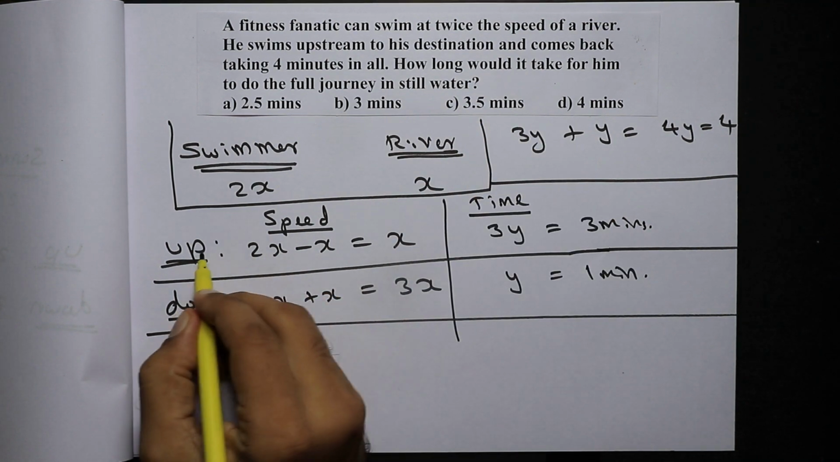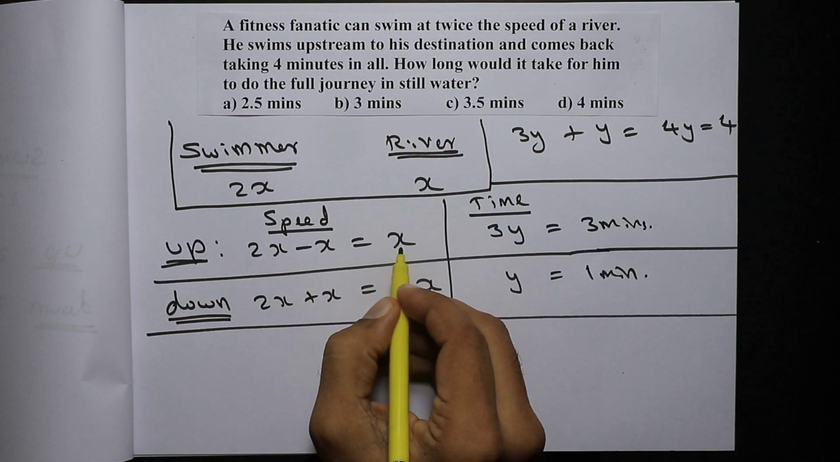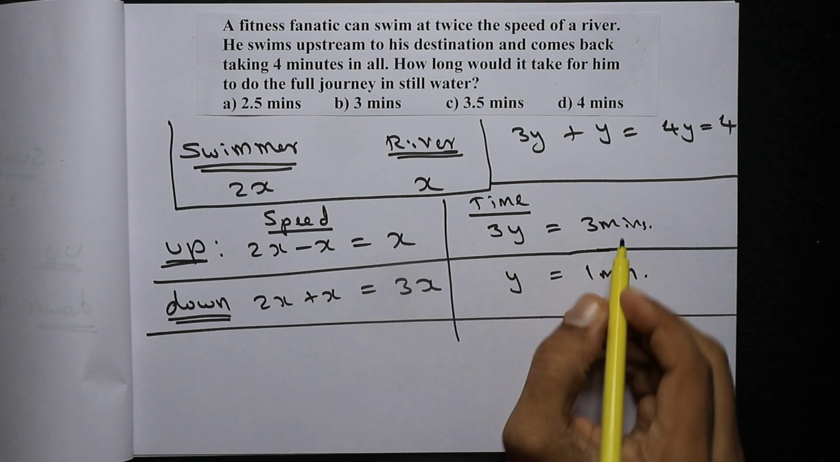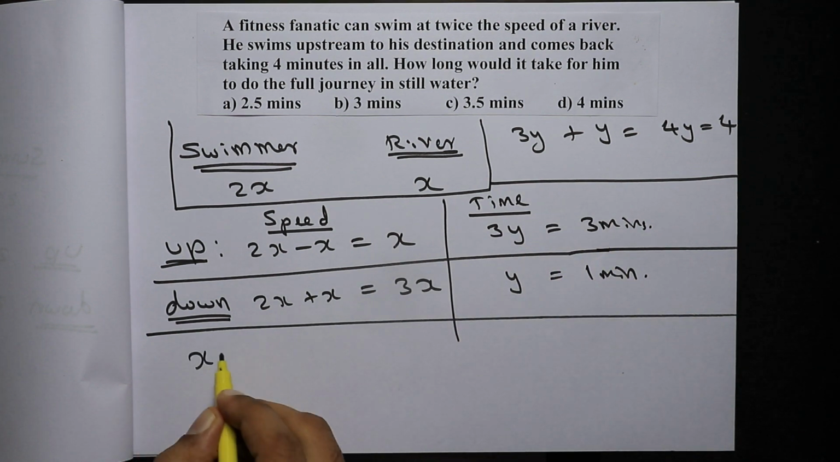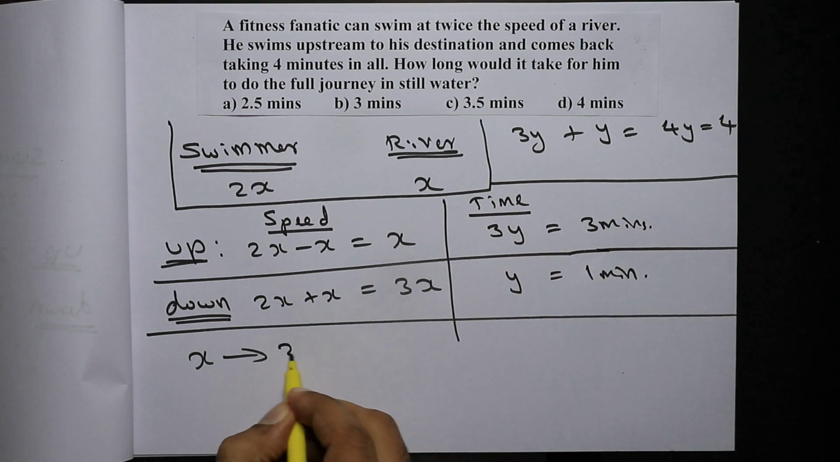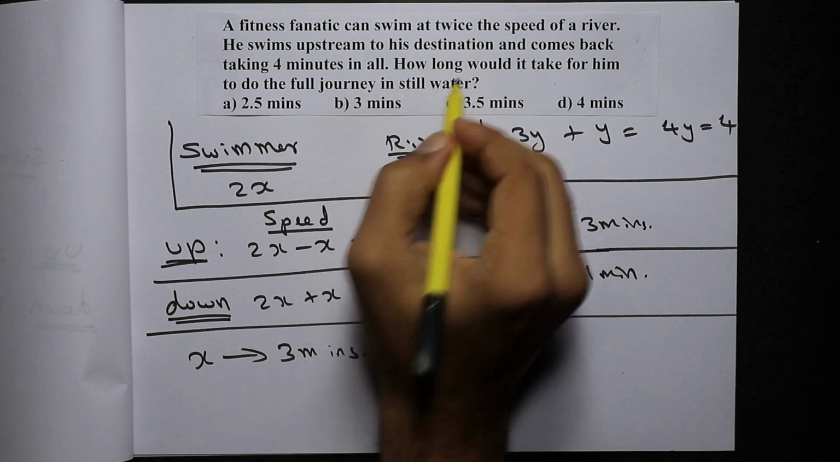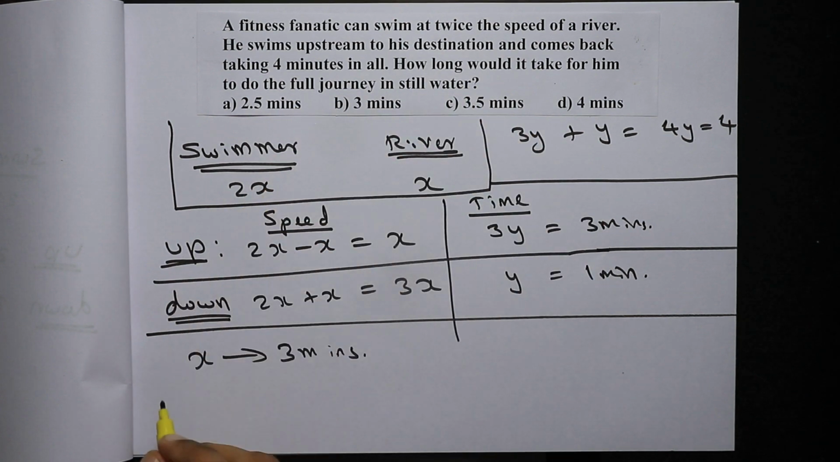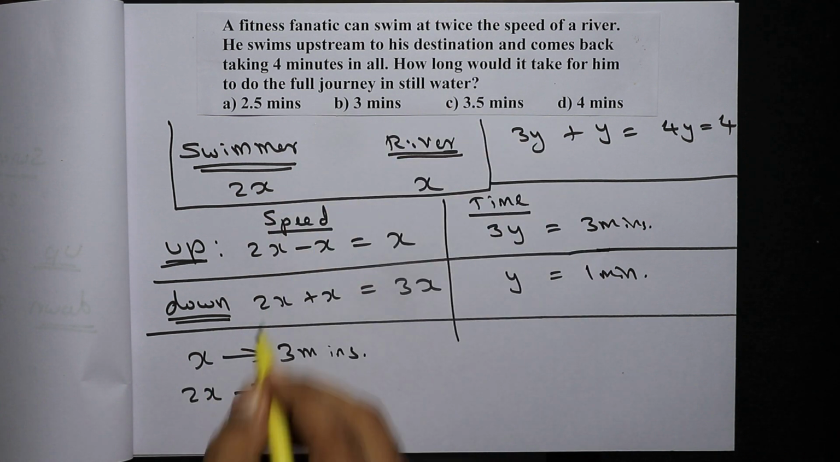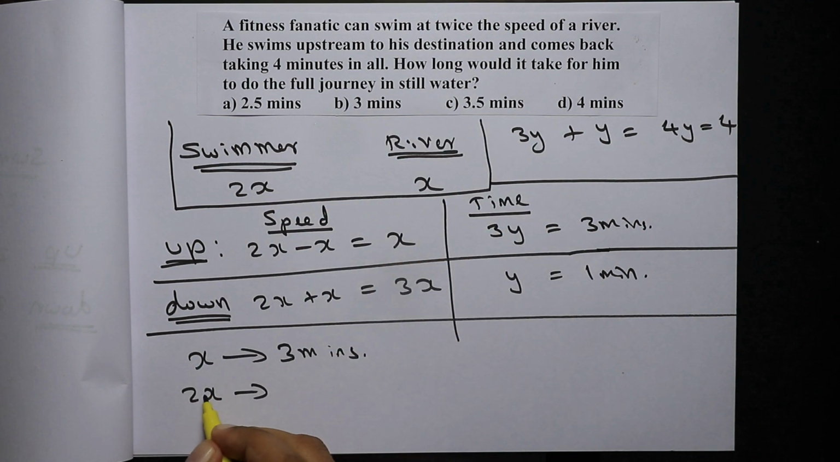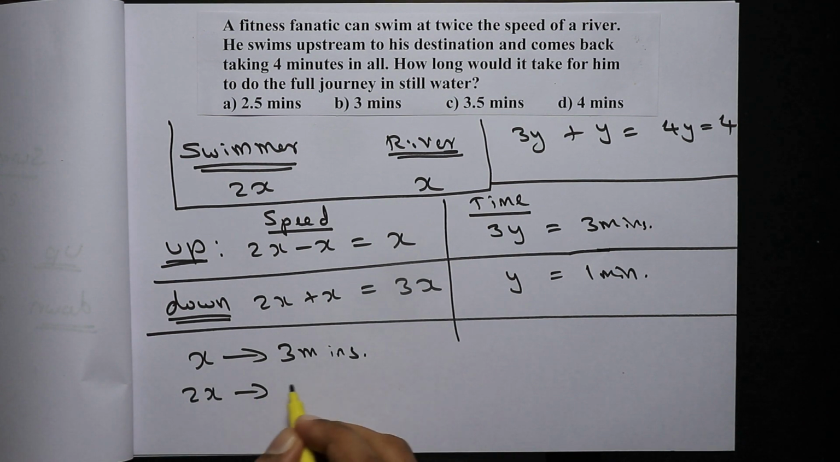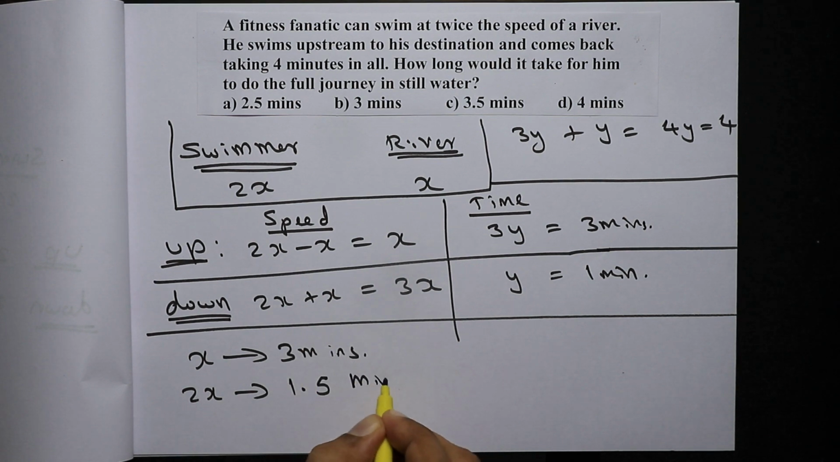Now look at this. When his speed is x, then the time required is 3 minutes. So when the speed is x, his time required is 3 minutes. Now when he is swimming in still water, his speed will be 2x. That is, while swimming in still water, his speed is 2 times that of the river, it will be 2x. Now you have doubled the speed. When you double the speed, the time required will become half. So time required will be only half of 3, that is 1.5 minutes.